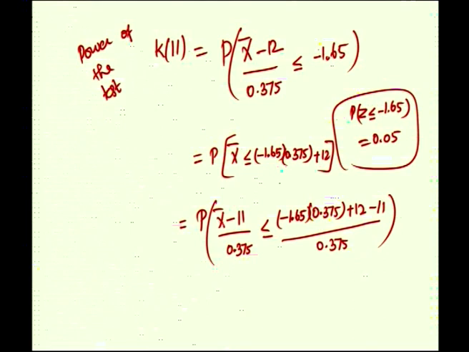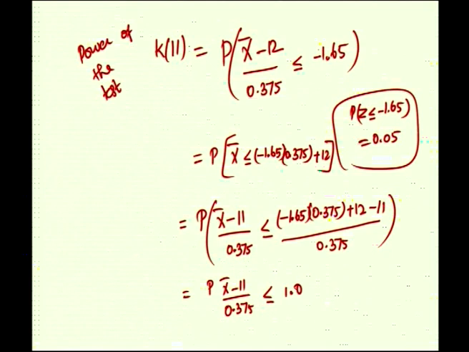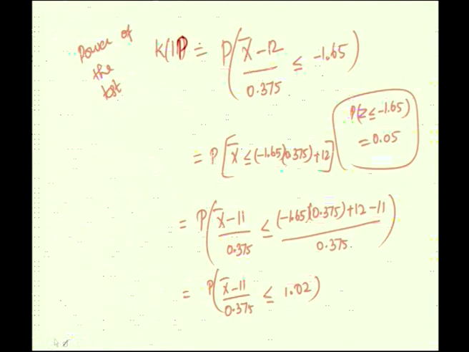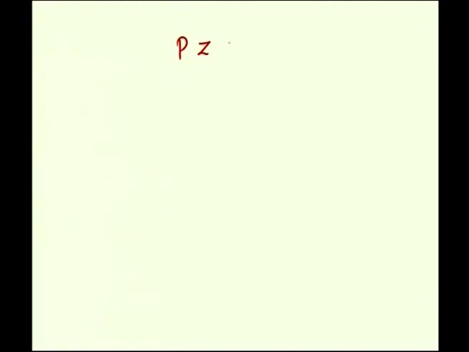Whatever action you do for x bar has to be also done for the right hand side. X bar is less than or equal to this particular value, so we subtract 11 first, then divide by 0.375. This value is P of x bar minus 11 by 0.375 less than or equal to 1.02. That is P of Z less than or equal to 1.02.